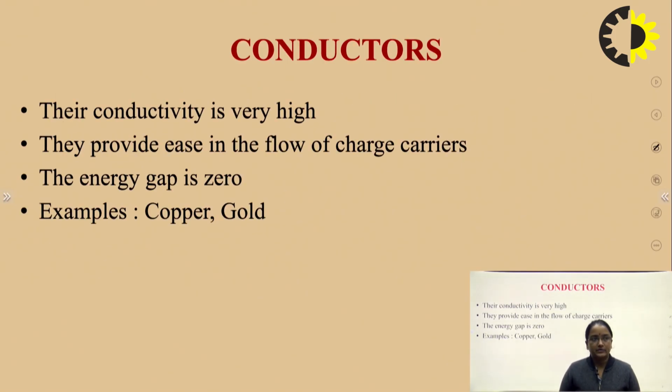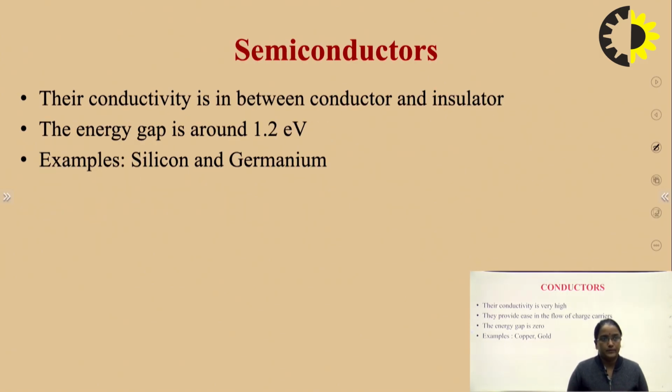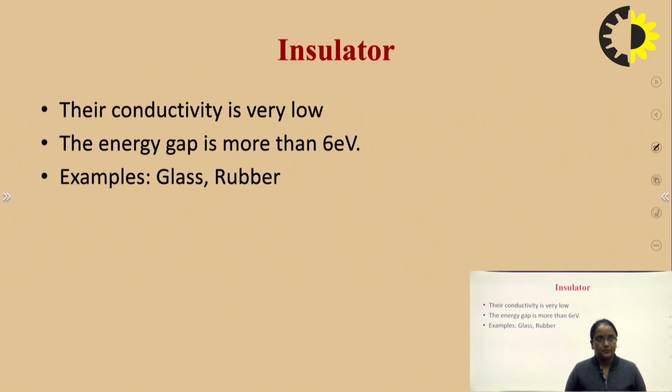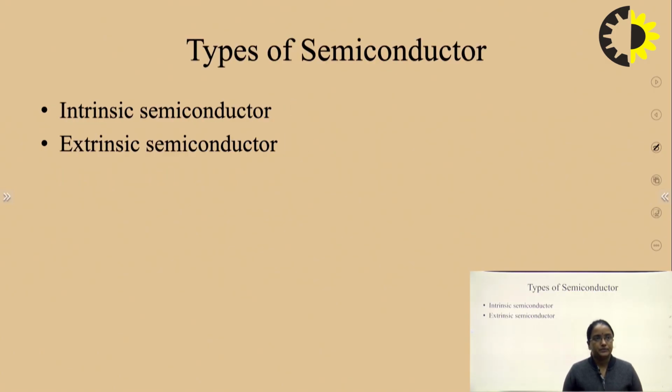Conductors are those whose conductivity is very high and they provide great ease in the flow of charge carriers. That means they provide high gain as compared to semiconductors or insulators. The energy gap is zero, and the examples of conductors are basically copper and gold. Semiconductors, their conductivity is in between the conductors and insulators. The energy gap is around 1.2 electron volt. The basic examples are silicon and germanium. Insulators, their conductivity is very low. The energy gap is more than 6 electron volt, and the examples are glass and rubber.